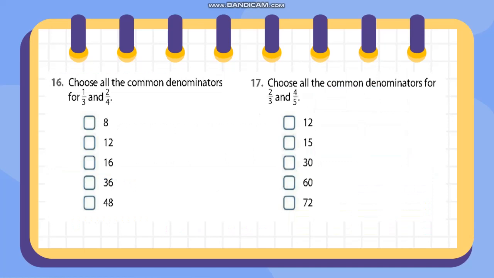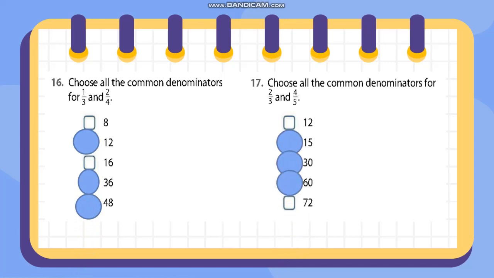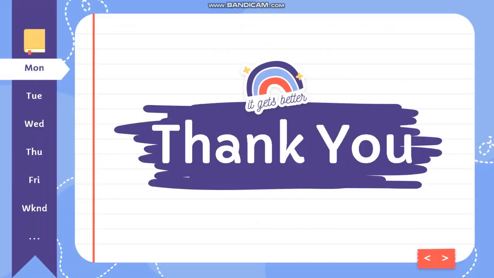Next, number 16. Use all the common denominators of 1/3 and 2/4. So the possible answers are 12, 36. Okay, so those are the common denominators. And for 2/3 and 4/5, we have 15, 30, and 60. Okay, so for 1/3 and 2/4, 48 is also included. Okay, so that's it. That is how to get the common denominator and equivalent fractions. Thank you so much and have a nice day.